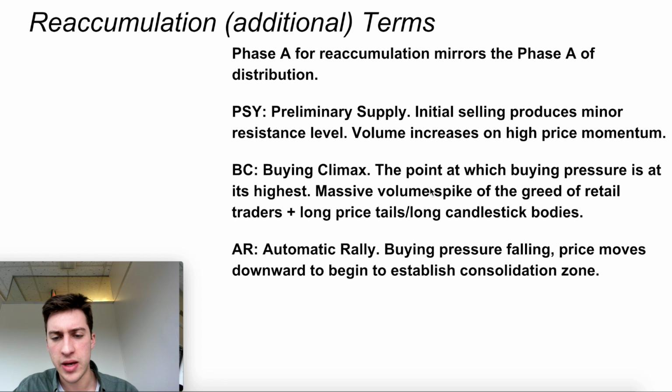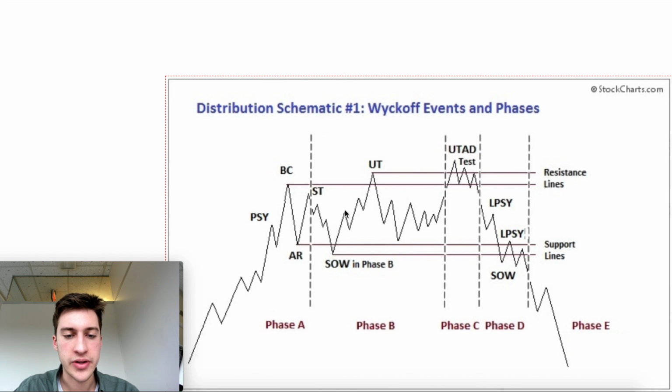And within the buying climax, this is the point at which buying pressure is at its highest. So it's the exact opposite of the selling climax. Massive volume spike, and we're probably going to get a long high price tail. That's going to occur right here. And then finally, we're going to get the automatic rally.